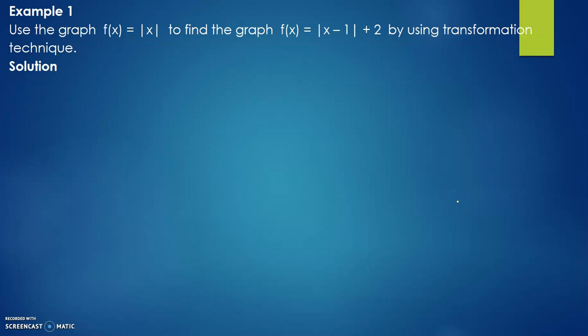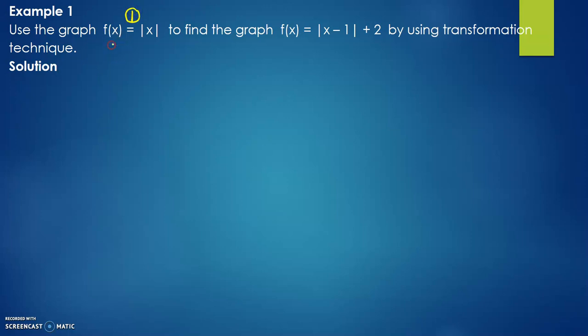Now we look at example 1. Use the graph of f(x) = |x| to find the graph of f(x) = |x - 1| + 2 by using the transformation technique. So use the graph of f(x) = |x|. This will be our first graph.